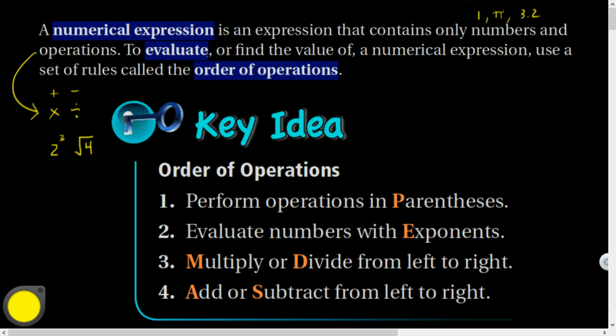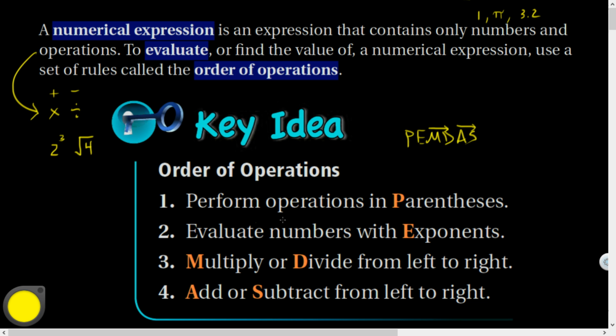To evaluate an expression, you basically use a set of rules called order of operations. So you apply whatever operations you have to the numbers they gave us. The order of operations is typically referred to as PEMDAS, and that order is super important. M and D you do from left to right, and add and subtract you do from left to right.